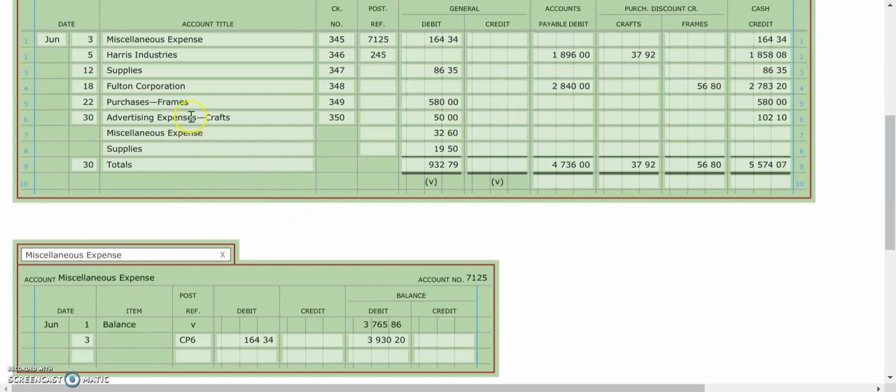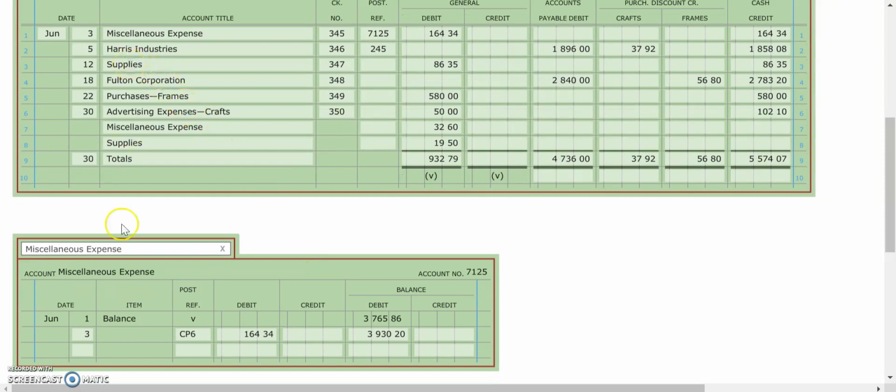Okay, I think we have time for a few more here. We'll see how many I get before my time runs out, and then we'll start the next video. Supplies is next, so we'll open our supplies account. This is on the 12th, CP6. It's a debit of 86.35, and our new balance is $6,518.89. Take our account number 1405 and plug it right back up there.